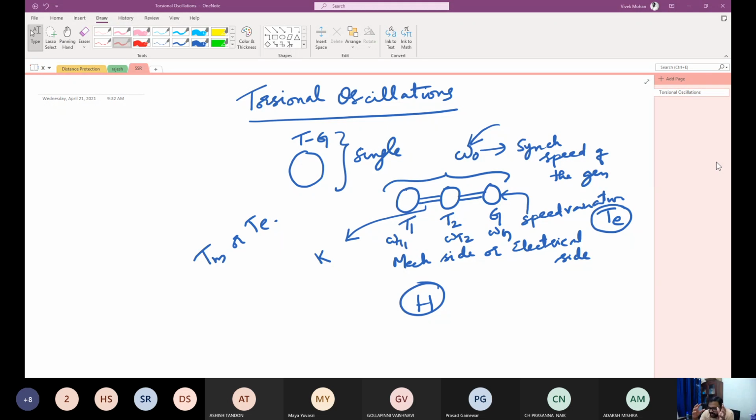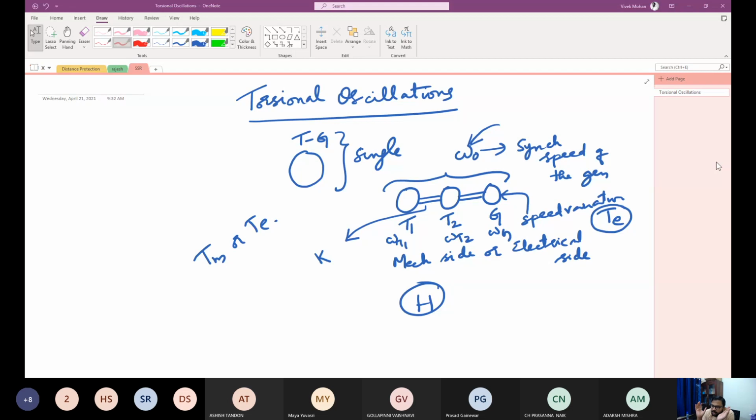So whenever there is a disturbance at one mass, it is translated only after some time to the next mass. So there is twisting happening on the shaft. This twisting can be in the form of an oscillation, and these oscillations can last for some time, and it will settle down later to equilibrium, so that all the masses are at the same speed. That is the concept.